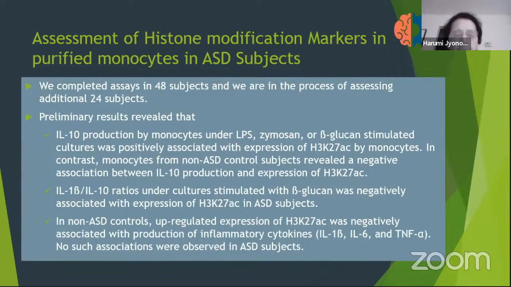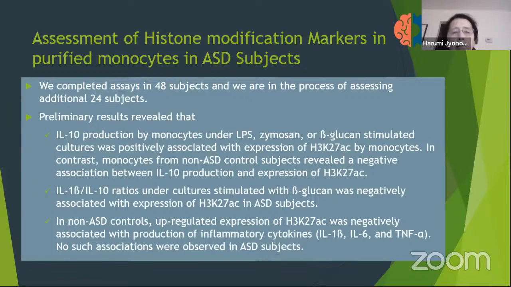But for the IL-10 production by monocytes under LPS, zymosan, or beta-glucan, those are positively associated with expression of H3K27AC, which is a typical histone activation marker. It's reported to be upregulated in trained immunity, which is more likely a hyperactive innate immune memory. But usually H3K27AC is only temporary. Then in the other type, the intermediate, they tend to have it downregulated.